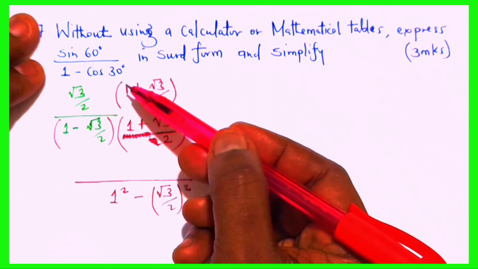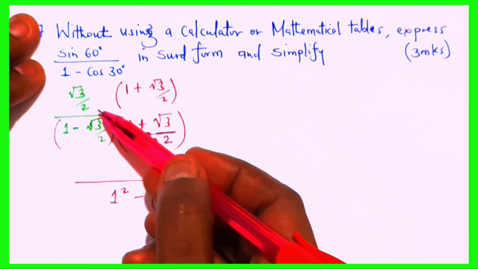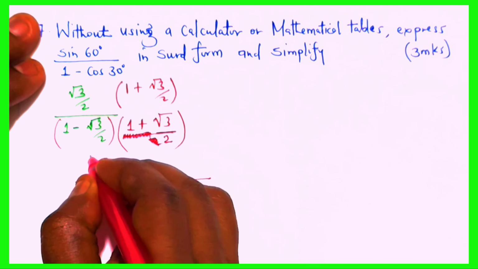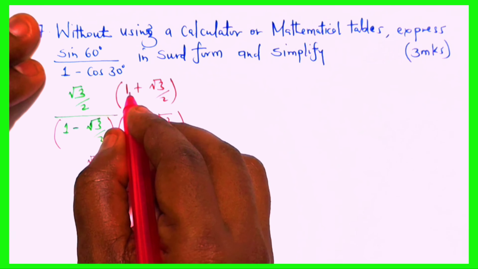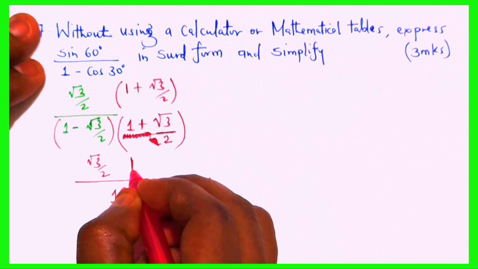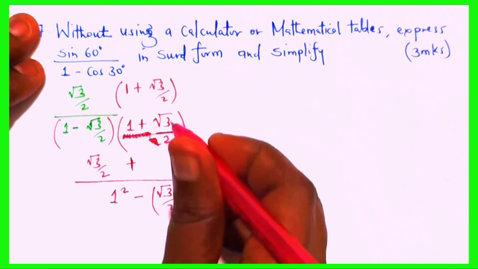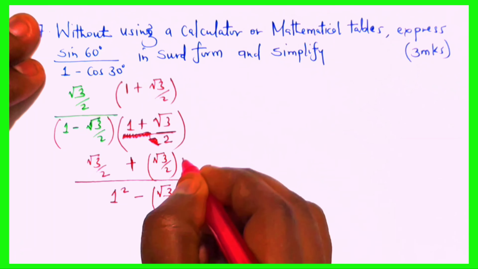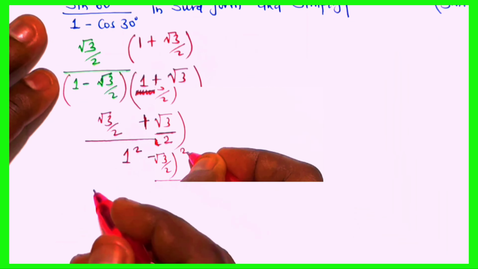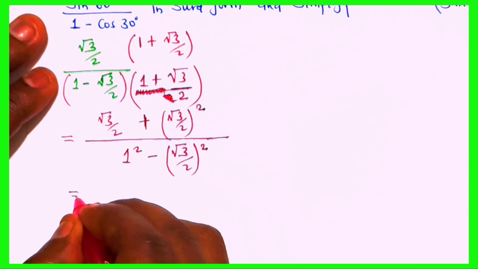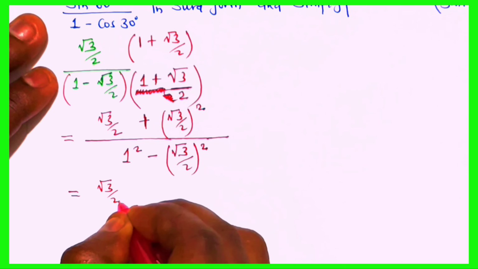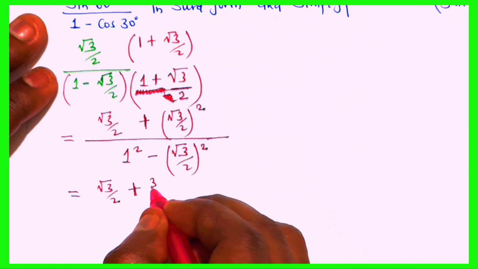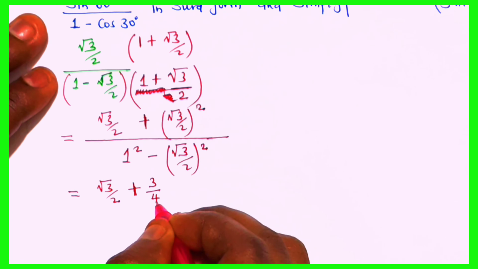And then on the numerator, we need to open the bracket by multiplying. So this will lead us to root 3 over 2, that means I've multiplied it by 1, and then plus this number multiplied by itself, it will simply be root 3 over 2 squared. So this will end up giving us root 3 over 2 plus root 3 squared is simply 3, and then 2 squared is 4.